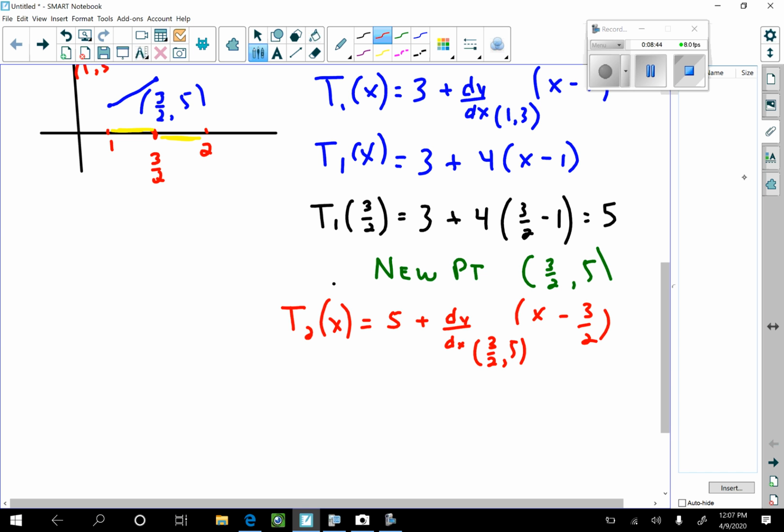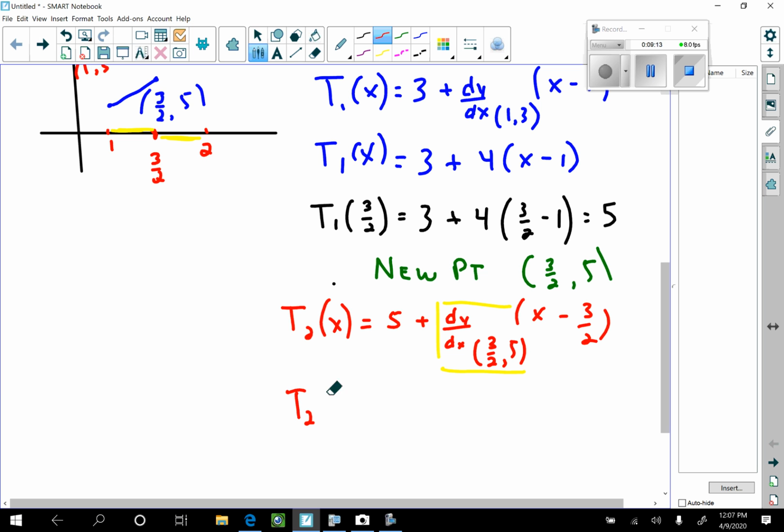So what do I need to do? I need to figure out what this dude is right here. And what is 5 plus 10/2? 5 plus 3/2, 10/2, we can do some arithmetic there, that's going to be 13/2. So equation 2 then is going to look like this.